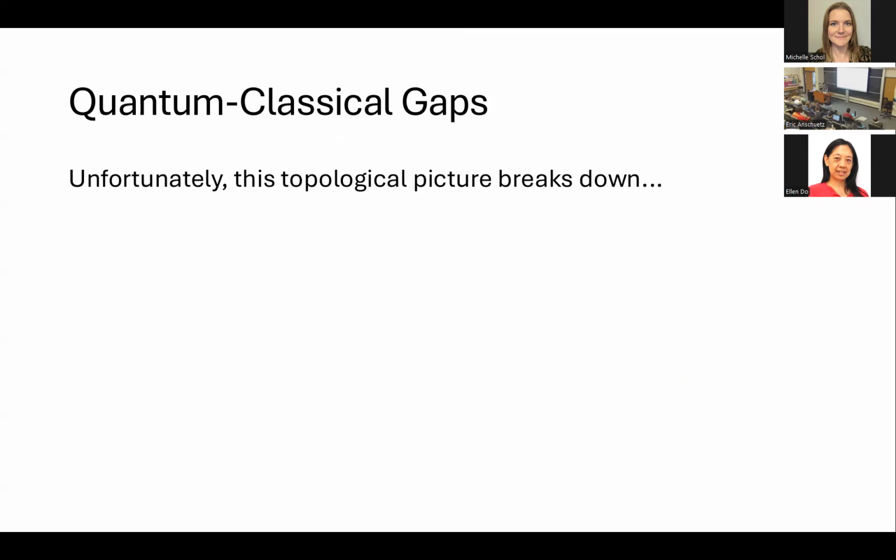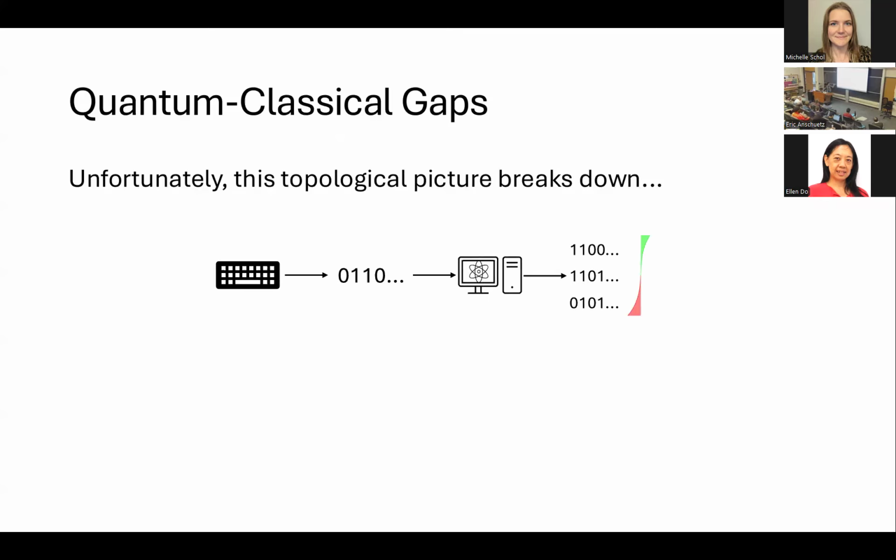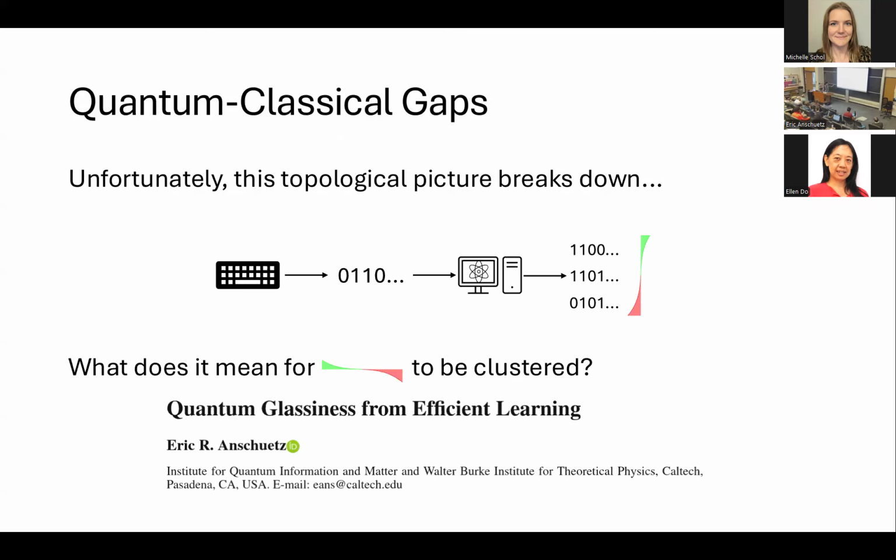So, okay, this topological picture of clusters and reasoning about jumps in algorithms starts to break down now, because if you view algorithms that are outputting these quantum states, it's not obvious at all what it means for these kinds of strange objects to be clustered. So this is something that I tackle in my work.